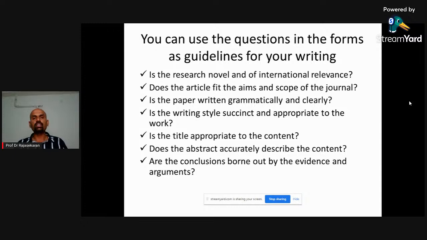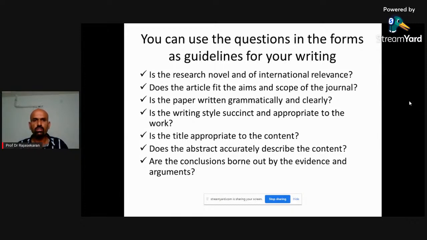And the last one, are the conclusions borne out by the evidence and arguments? That is, whether your research paper's conclusion is from your research. Sometimes you conduct research and add certain findings from your experience that could not have come from your research. Even though they may be valid, how can you prove that in a research paper? All the conclusions and findings should come out of the research, not from your experience. You can write an opinion article, and at that time you can give everything as your opinion, but in a research article you are not allowed to use your general opinion. Everything should be drawn from the research.